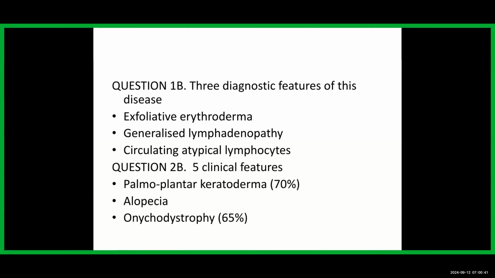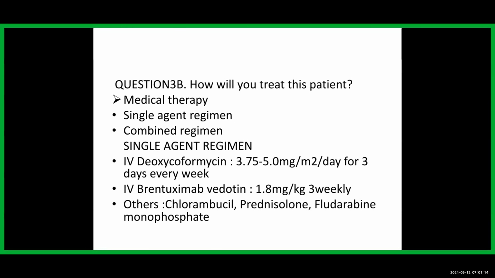So for question 1, the 3 diagnostic features of the disease are exfoliative erythroderma, generalized lymphadenopathy, circulating atypical lymphocytes. Then for question 2, the 5 clinical features include palmoplantar keratoderma, which is seen in 70% of cases, alopecia, onychodystrophy, seen in 65% of cases, ectropion, facies leonina, also known as leonine facies, then hepatosplenomegaly.